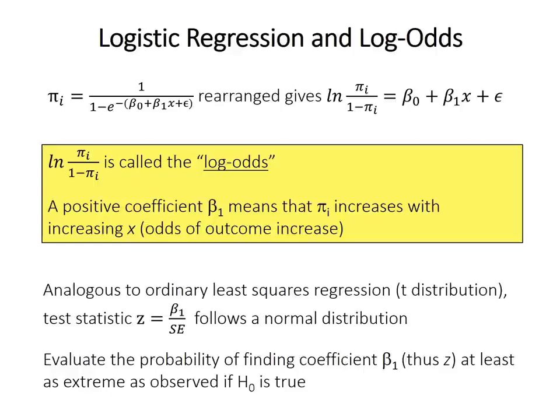So I'll just very briefly mention how the significance testing works, but it's not that important particularly. It's analogous to linear regression. So linear regression assesses the significance of our test statistic against the t-distribution, where logistic regression uses a normal distribution. So we evaluate the probability of finding a coefficient which is converted to this z-value. So we want to know what's the probability of getting the coefficient at least as extreme if the null hypothesis is true. So this is fairly standard p-value calculation.